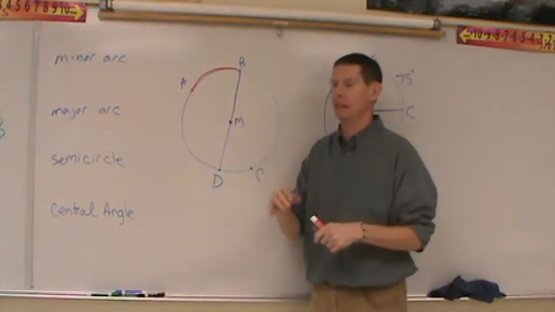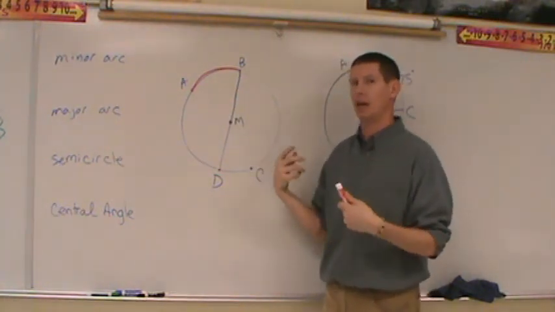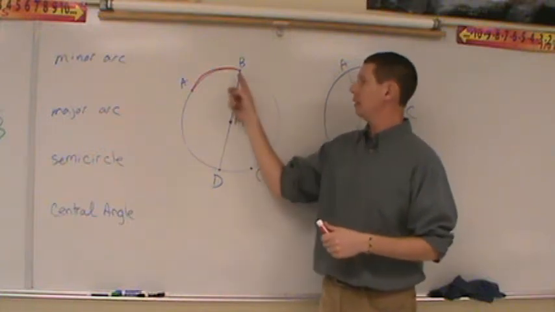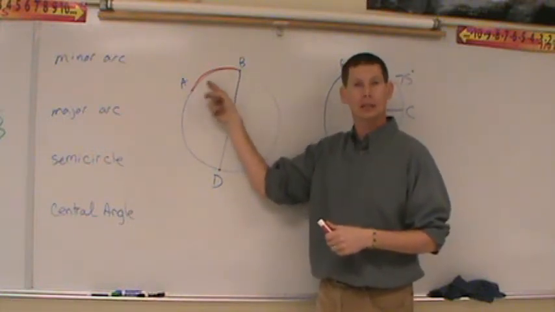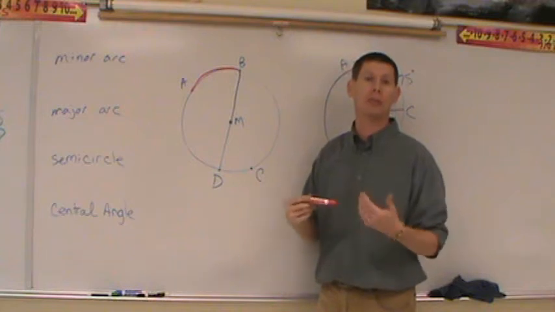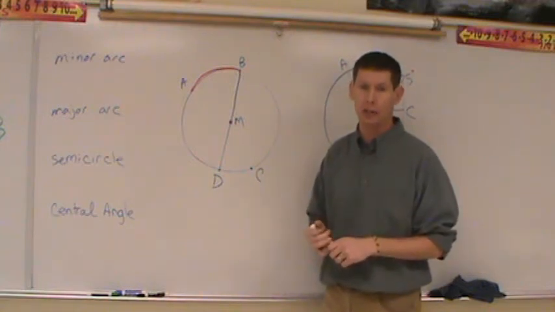I'm just kidding. Okay, a minor arc is an arc whose distance is less than half the circle, or whose number of degrees is less than 180 degrees.